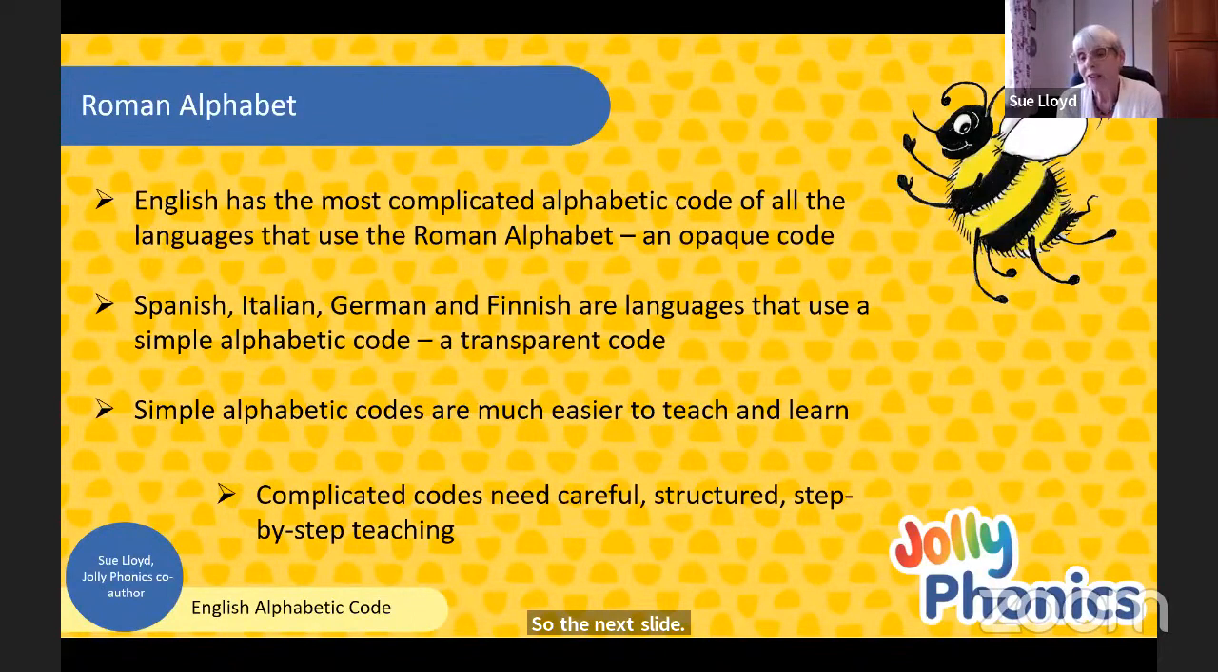Now, English actually has the hardest and most complicated alphabetic code of all the Roman alphabet languages. The simple ones are languages like Spanish, Italian, German, Finnish. They're called a transparent code because it's easy. They don't have so many sounds, and there's usually one way to represent the sounds. These transparent codes are easier for the children to learn, and easier for us teachers to teach. But a complicated code like ours does need to be very, very carefully taught. So that's an important aspect that we have to keep in mind, in a very careful, structured, step-by-step progression. Okay, next one, please.